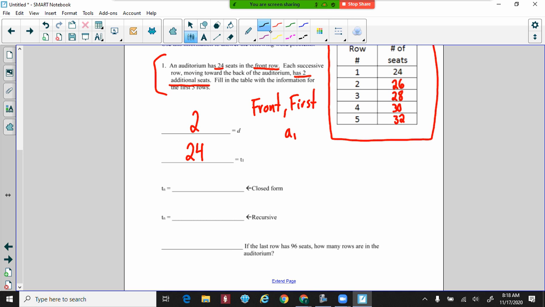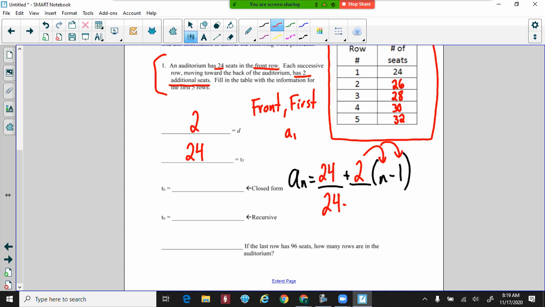So to find the closed form formula, just like we did in the last video, we're going to put that information in. The first term ends up being 24. The common difference ends up being 2, multiplied by n minus 1. So we just take this and plug it in. All right, so 24 plus 2 times n minus 1. My answer is 2n plus 22.